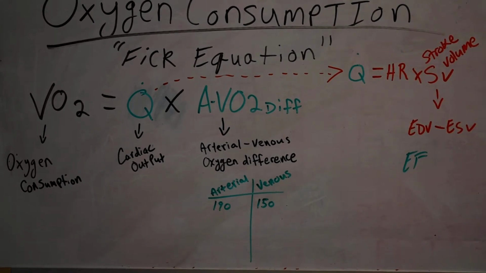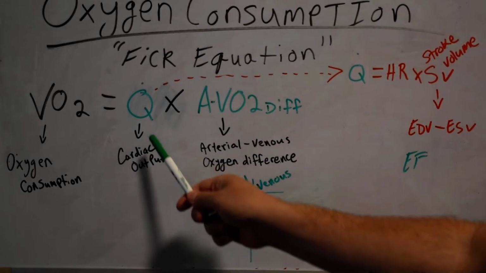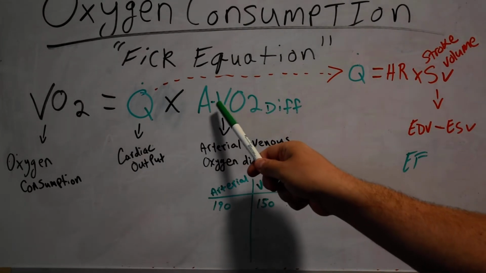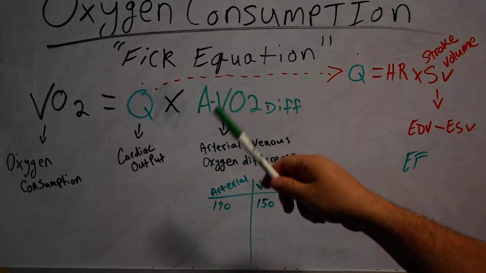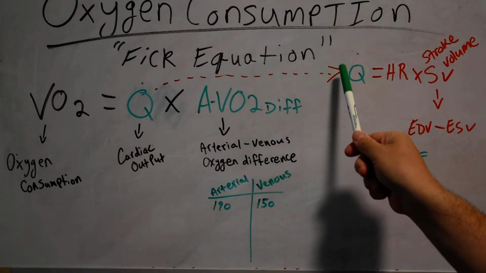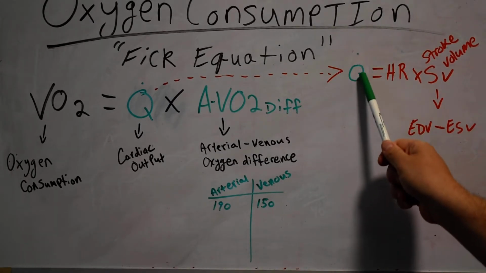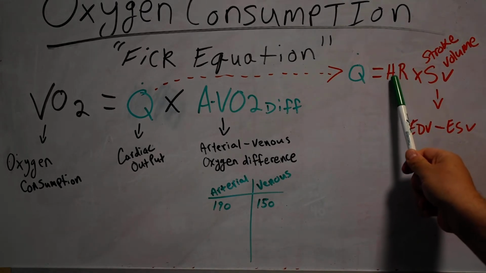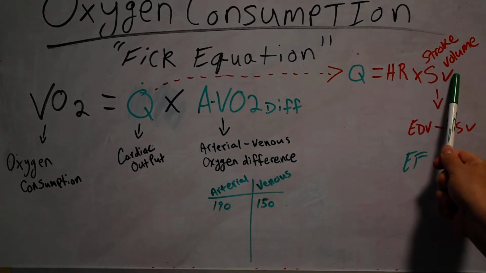Getting back to the Fick equation, VO2, oxygen consumption, is calculated by cardiac output times the arterial venous oxygen difference. And just remember, if you follow this red line, you'll know that cardiac output is the product of the heart rate times the stroke volume.